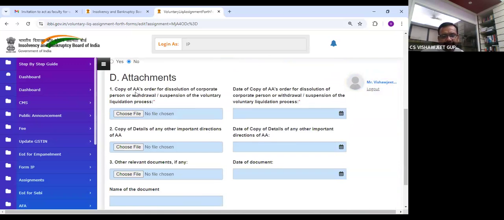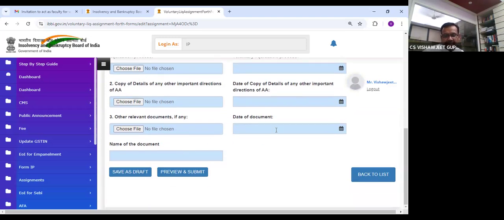Now, attachments: copy of adjudicating authority order for dissolution of the corporate person or withdrawal or suspension of the voluntary liquidation process. That copy of the order you will have to annex here by choosing the file. Date of the order, you will have to fill the date of the order here. Copy of the details of any other important directions of adjudicating authority, any other relevant documents, if any, you will have to annex that document here and write the date of that document. You will have to preview and submit with your digital signature or e-signature through your Aadhaar card. So this is all about the form VL4.